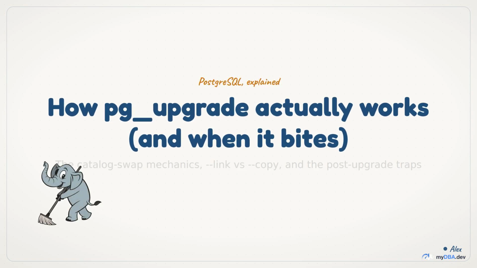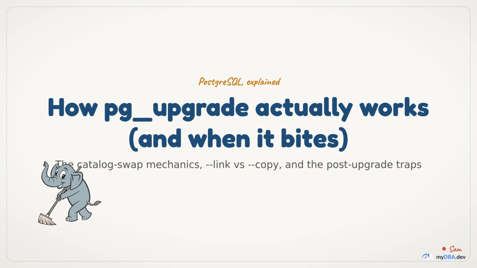PG Upgrade is Postgres's major version upgrade tool, and it's ridiculously fast because it does something clever. It doesn't copy your data when you use link mode. It works with a new cluster you've already initialized, migrating catalog data while reusing existing heap files when using the link option. But that speed? It comes with gotchas that'll absolutely wreck you if you're not ready.